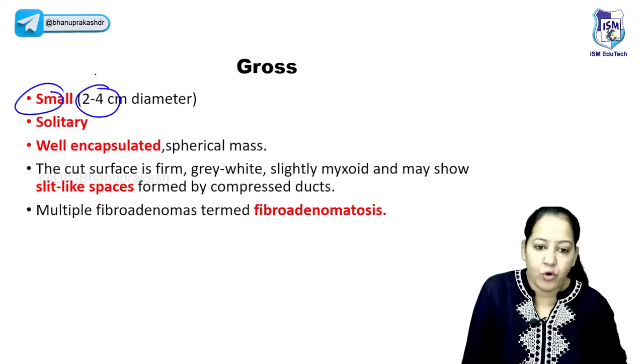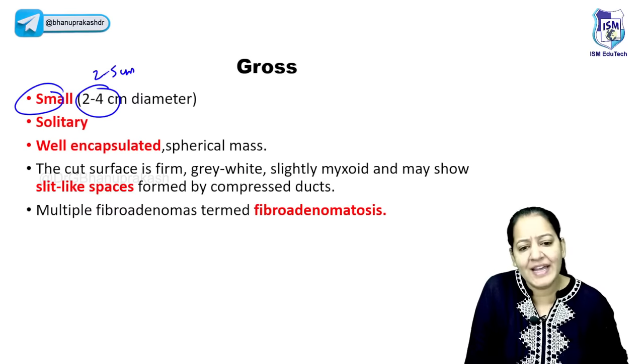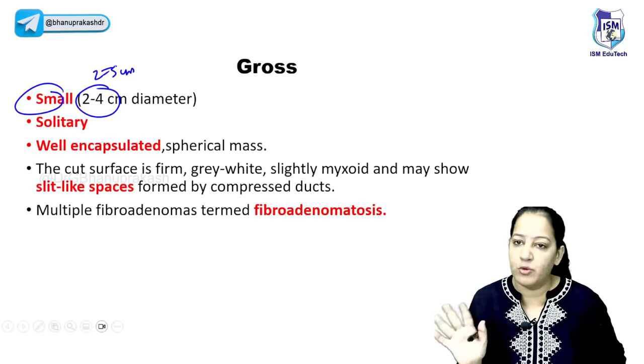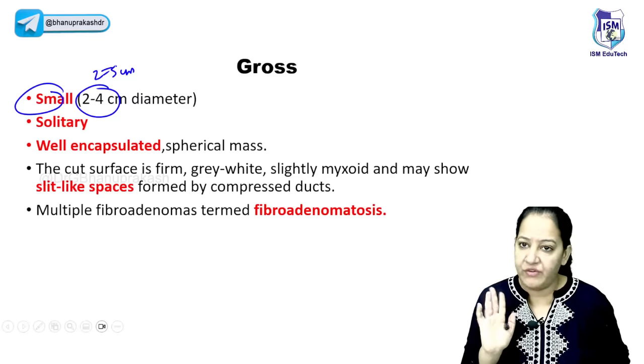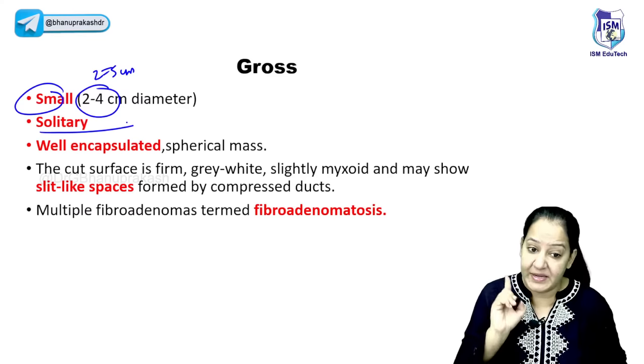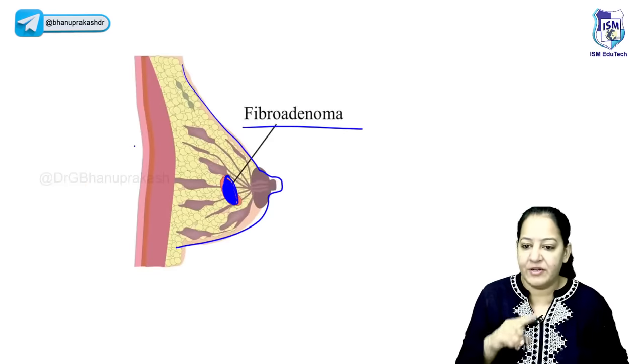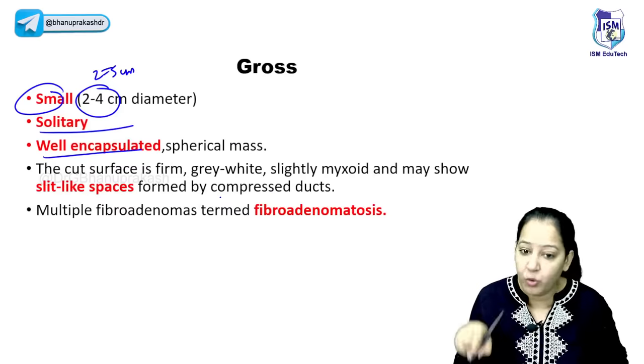The size is 2 to 4, or maximum 2 to 5 centimeter. Rarely, rare of the rarest, they can be more than 5 centimeter. They are very small, 2 to 5 centimeter. They are always solitary, single. They are well encapsulated. You can make out the boundary and there is a capsule over it.